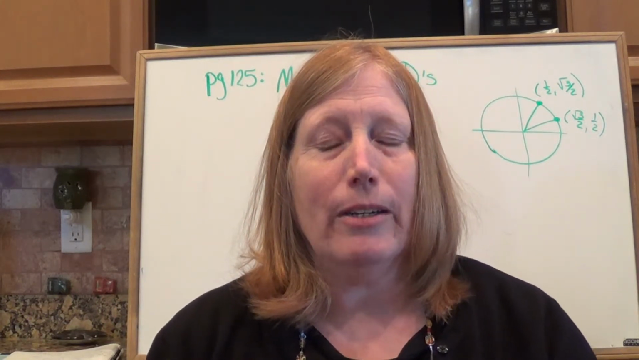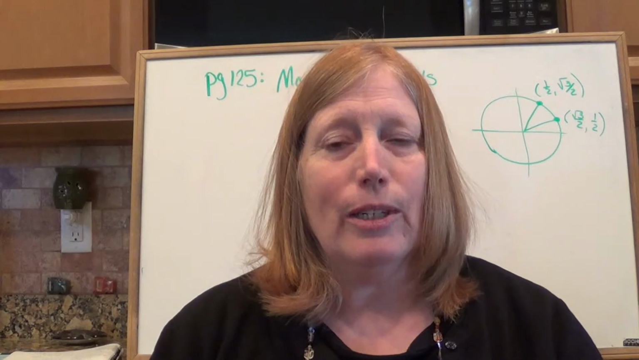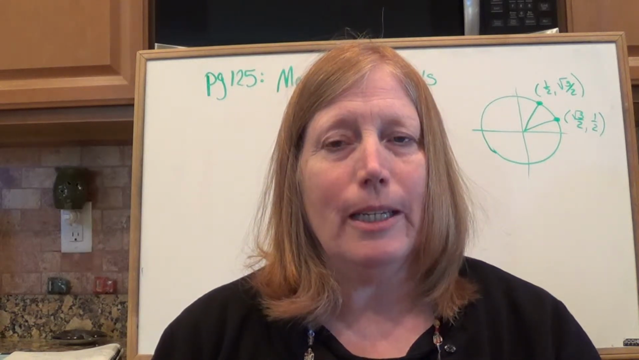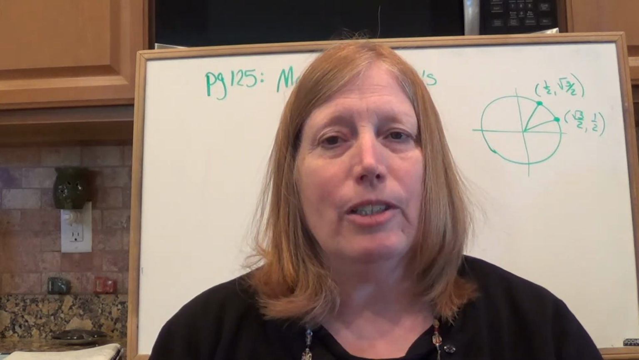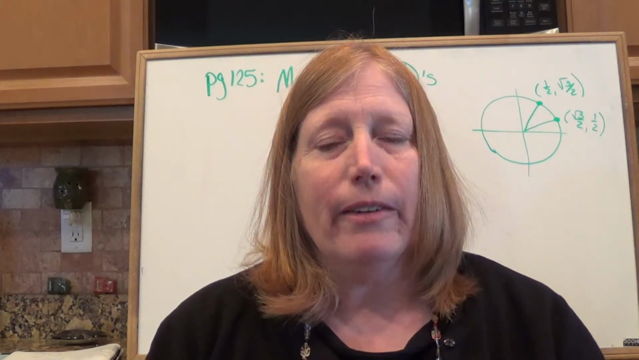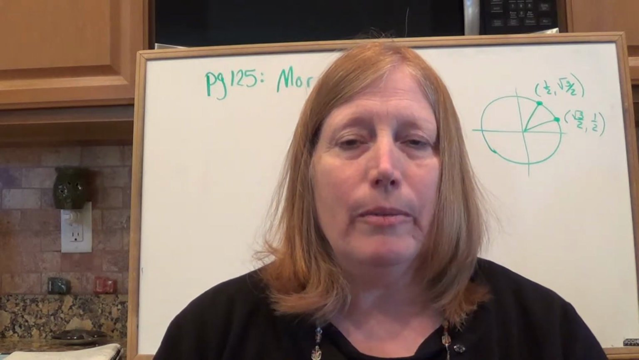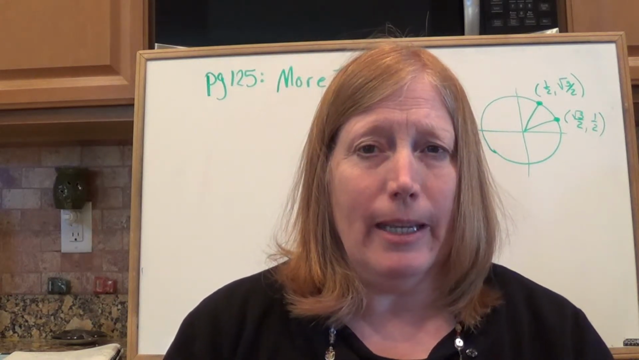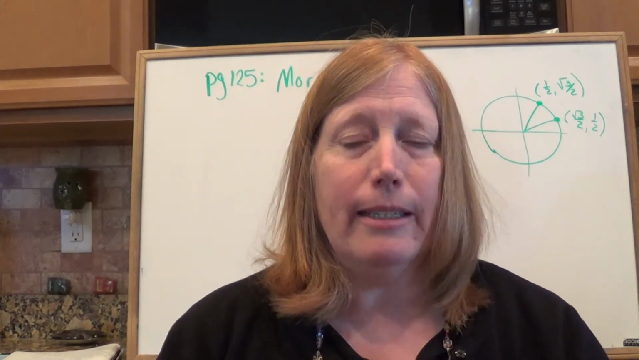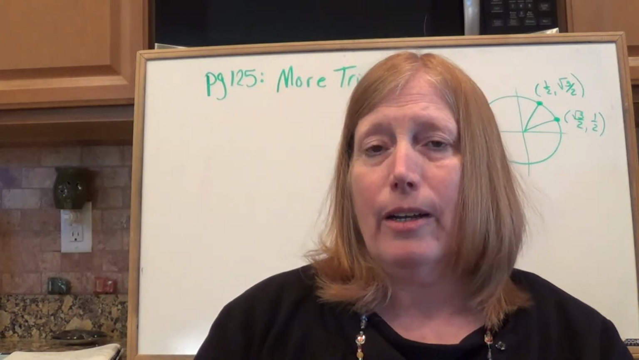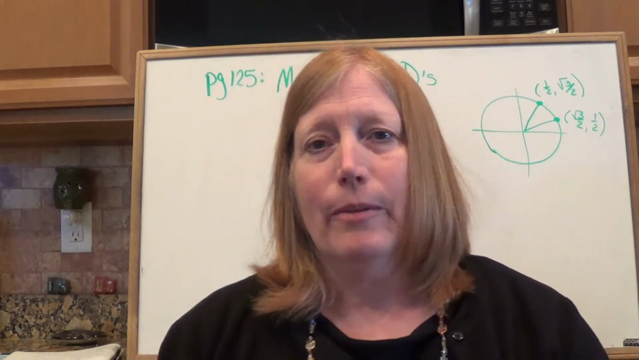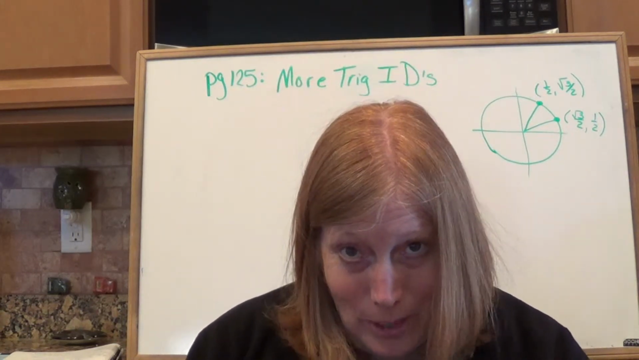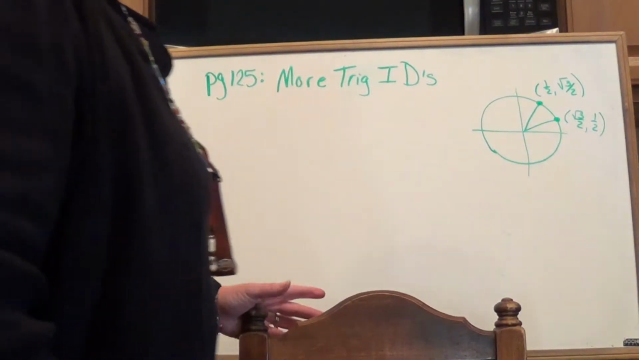So we will go ahead and add to the trig ID page. That should have a little tab on it, so find your trig ID page and have that ready. In the meanwhile, we'll develop the trig IDs to add to that page in our comp book on page 125, I believe. We're going to title that More Trig IDs. So go ahead and get that ready, and we'll go from there.